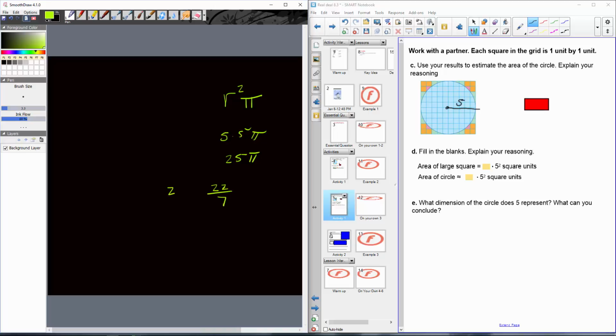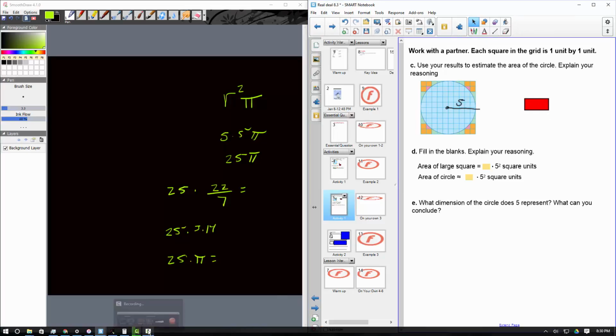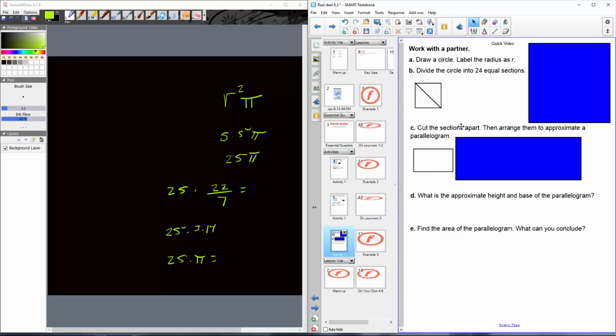So I could say 25 times 22 divided by 7, or I could say 25 times 3.14, or I could actually just plug in 25 times the pi sign on your calculator. In any case, whenever I do this, the answer I should get is right around 78.5. And that makes sense because it's close to 100, but not quite. So this is perfect. So now let's look at this one here.